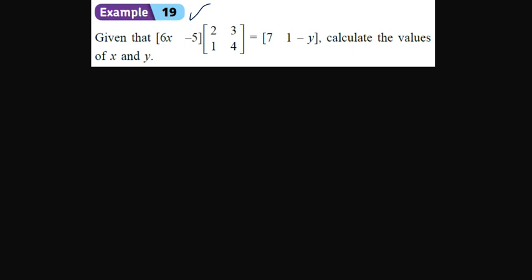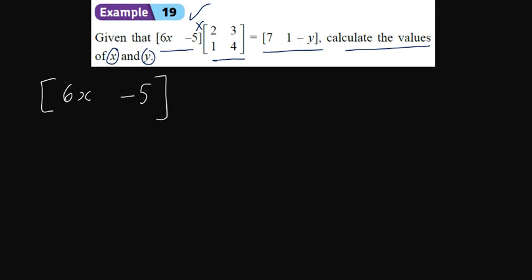We are given two matrices, this one multiplied with this matrix, and you'll get this answer. You're asked to calculate the value of x and y. So first you write back (6x, negative 5). We have two elements here, times with the matrix 2, 1, 3, 4. Okay, you'll get this matrix.